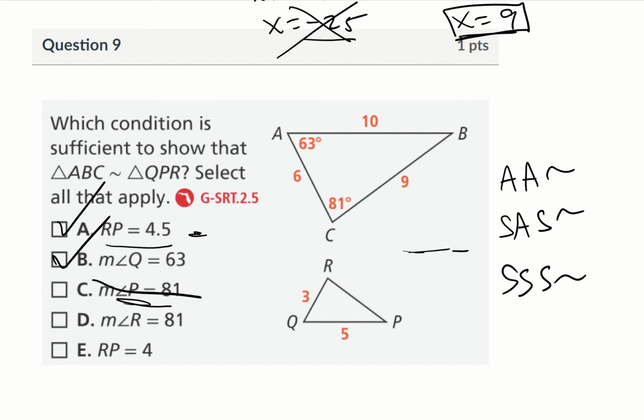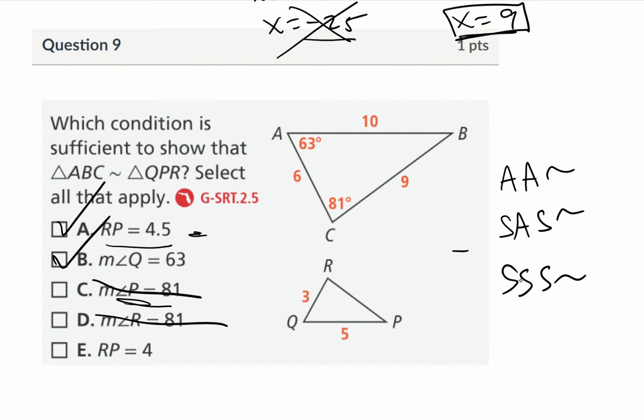R is 81. Well, we mentioned that R is 81 if we use a reflection. However, if R is 81, that really doesn't give us any information to help us determine similarity, because we don't know what this side is at this point in time. Like, we knew that it was 4.5 for part A, but we no longer know that information for part D. So there's no theorem that we can use if we have that angle. So that can't be it.